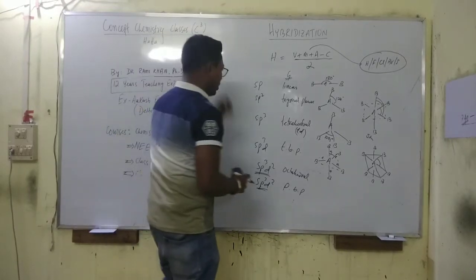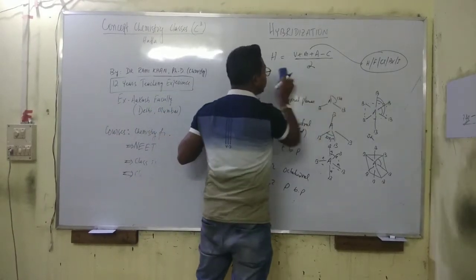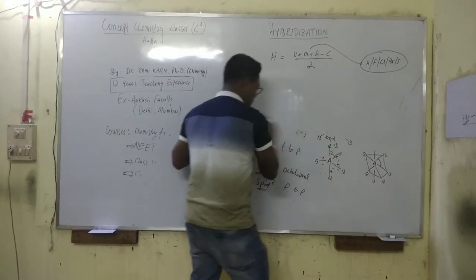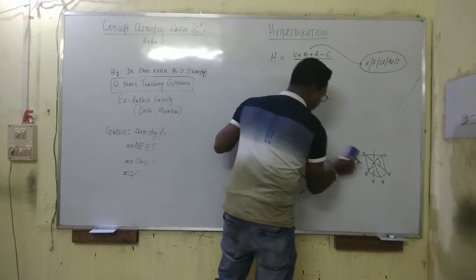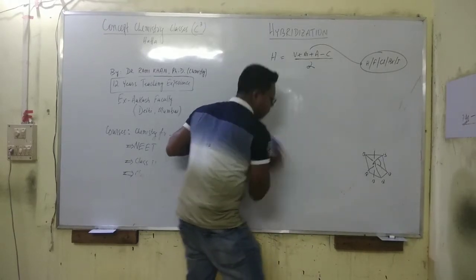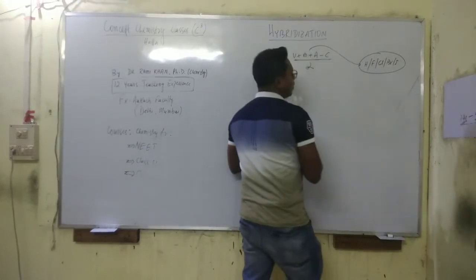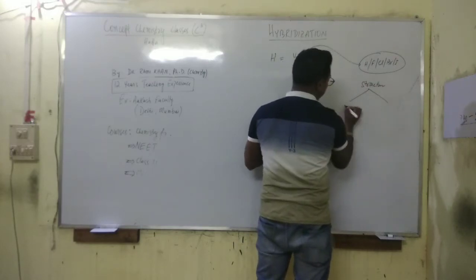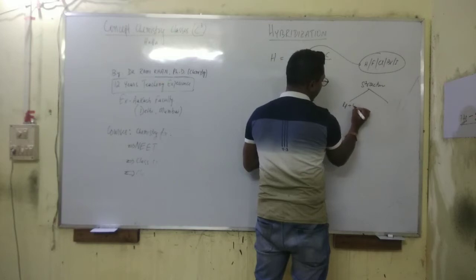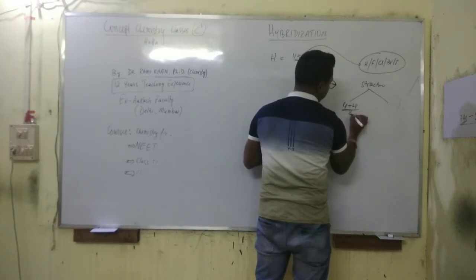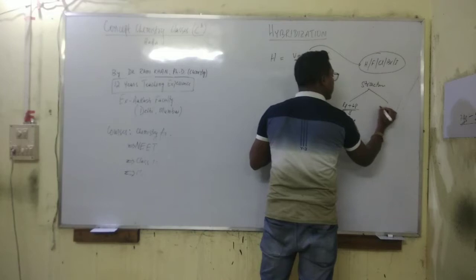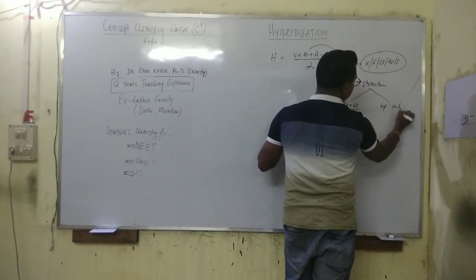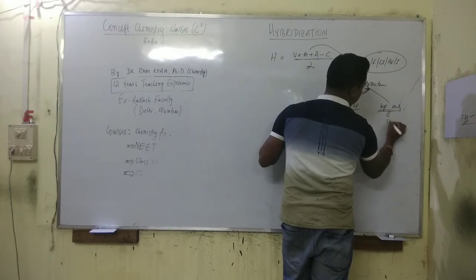Now let us take some examples to know the hybridization, geometry and shape. Now shape is different from geometry. Actually, the structure represented by lone pair and bond pair is geometry, and the structure represented by bond pair only is shape.